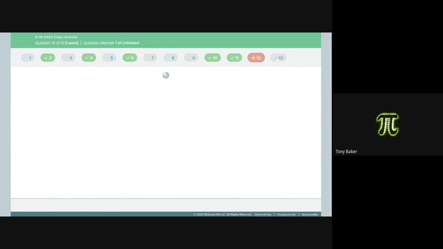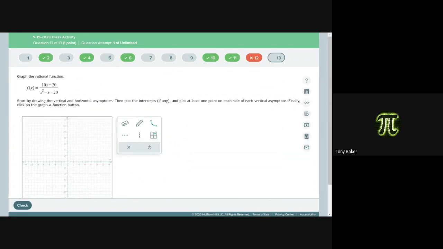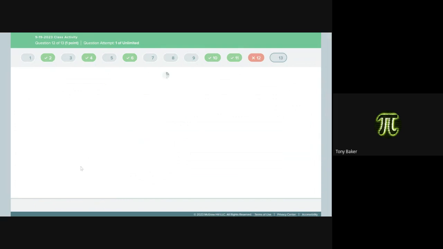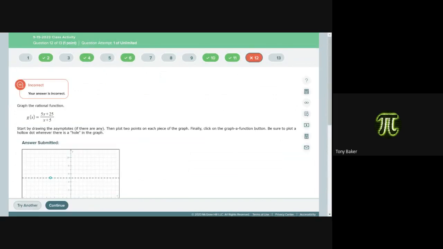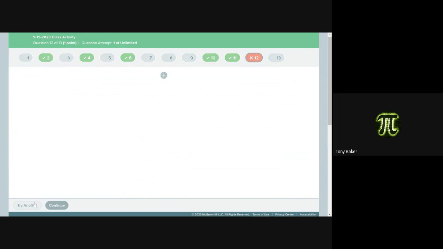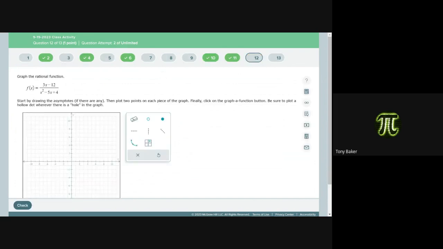Maybe. I actually kind of want another one of those. We'll try this one. Try one that does not actually have a crazy thing like that. That's 3x minus 12. Yep, 3x minus 12.